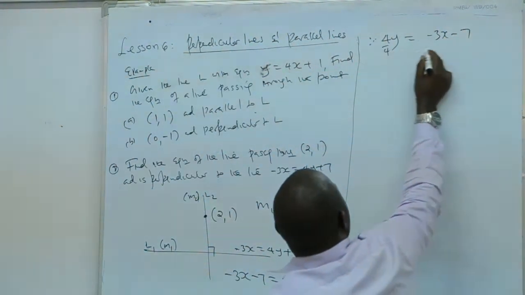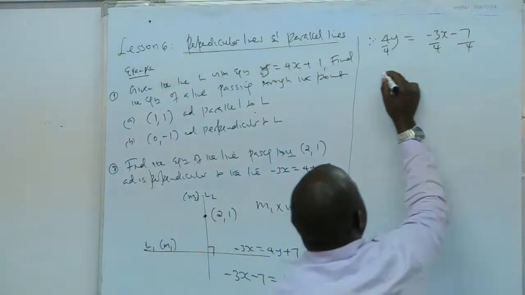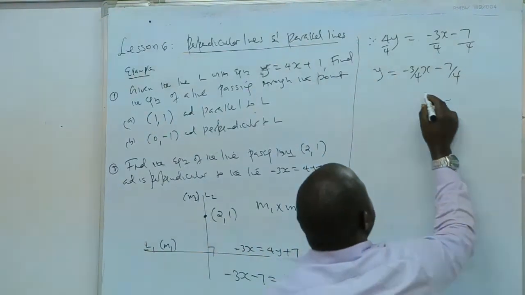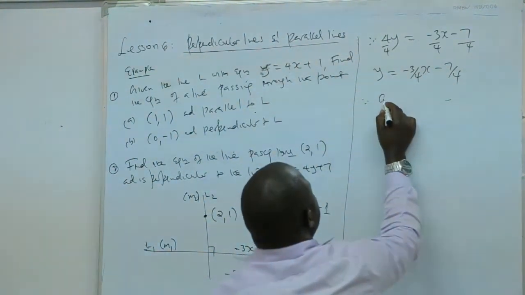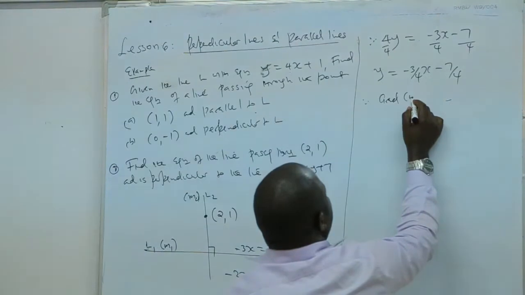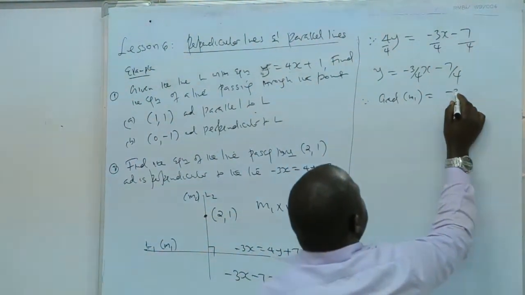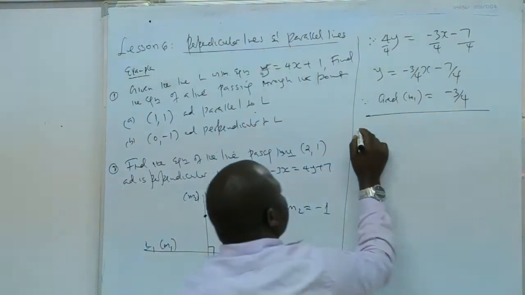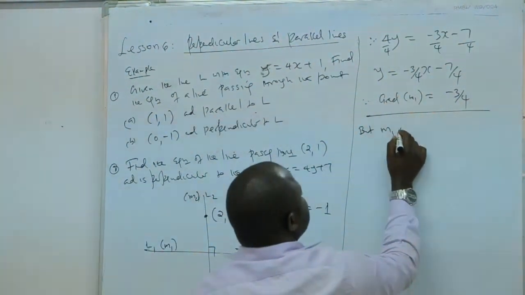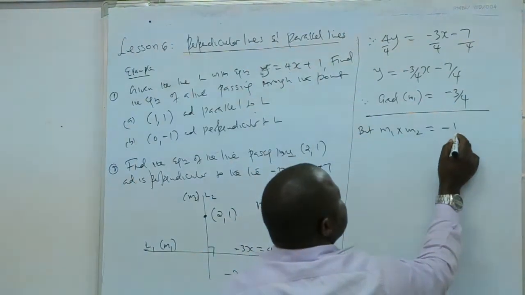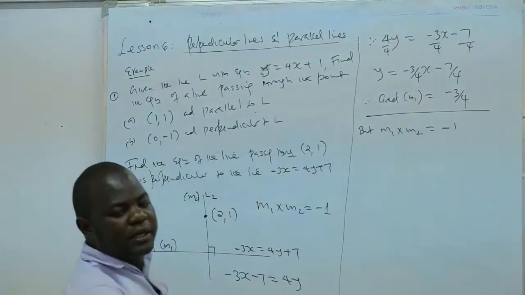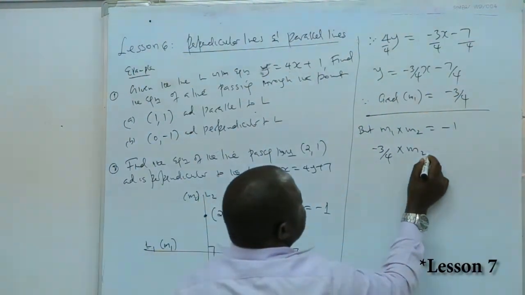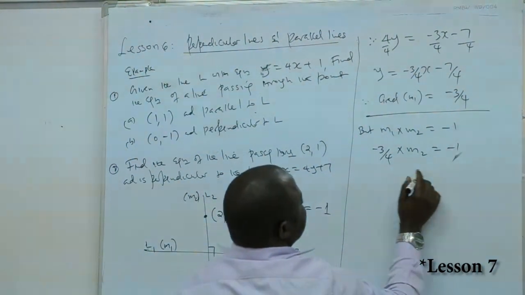So you divide throughout by 4. So y is equal to negative 3 out of 4 x minus this. So this clearly shows that the gradient of the line, M1, is negative 3 out of 4. Since these lines are perpendicular, we know that M1 times M2 is equal to negative 1. The lines are perpendicular. So you substitute the gradient, which is 3 out of 4, times the gradient of this. So what you do, you divide.